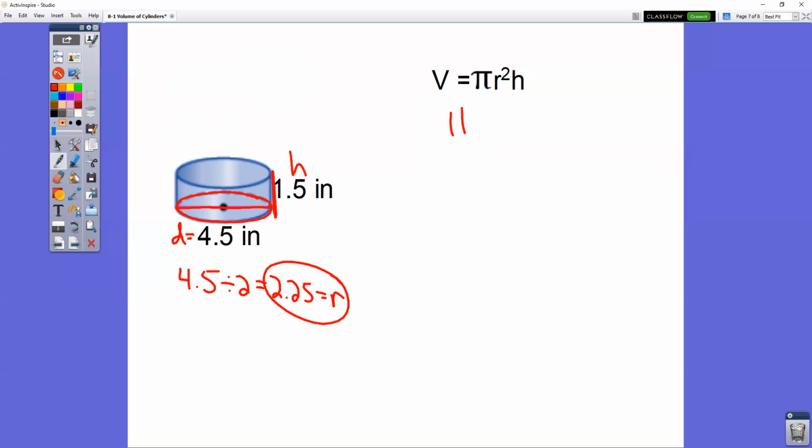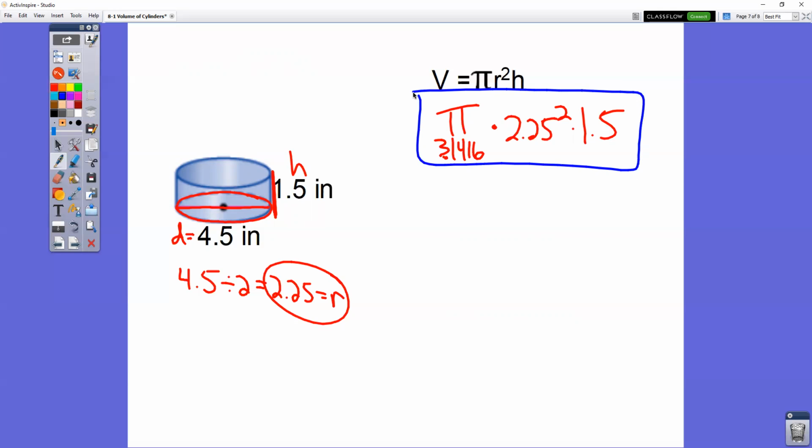So rounding to the nearest tenth, we would have pi, or 3.1416 times r squared, which is 2.25, times your height, which is 1.5. Type that all right into the calculator, all three things. When you do that, you get 23.856,46921, blah, blah, blah. Rounding to the nearest tenth, the 8 is in the tenths spot. You need to look at the number after it. That is 5 or higher. So this rounds up to be 23.9.